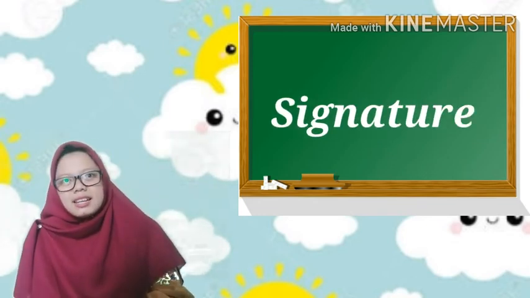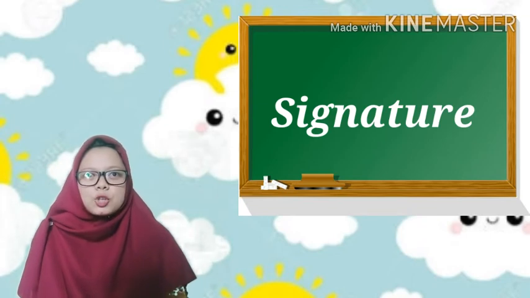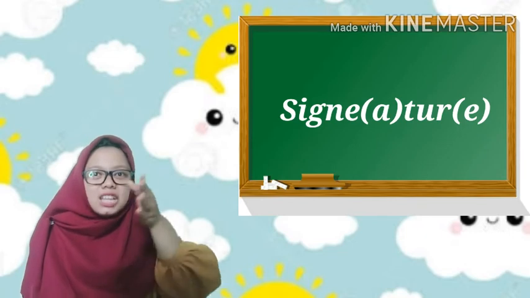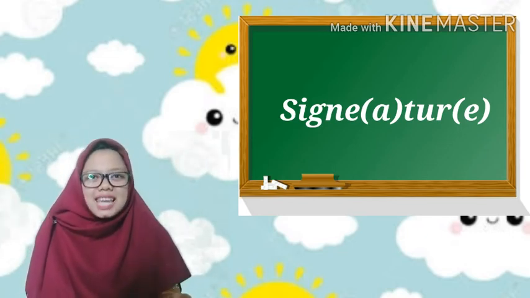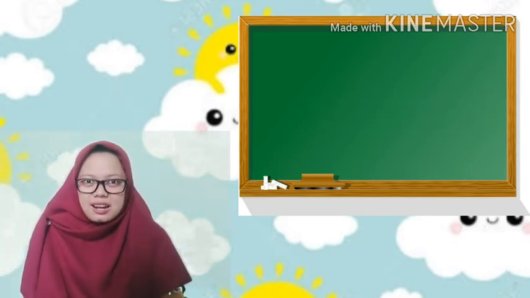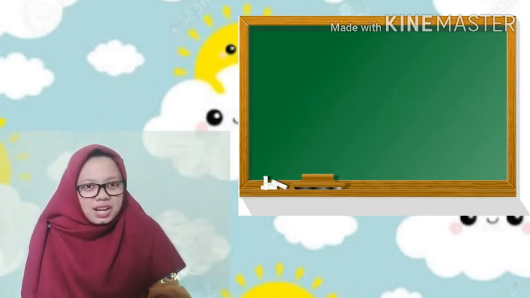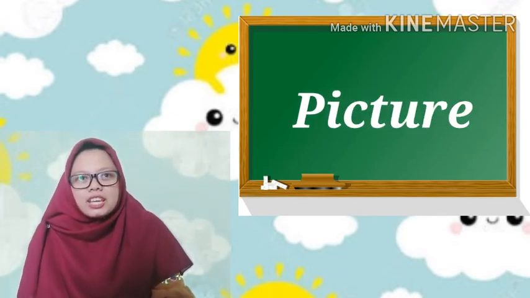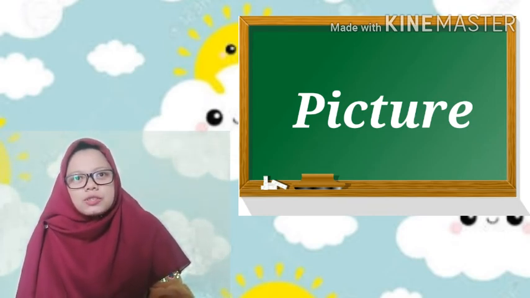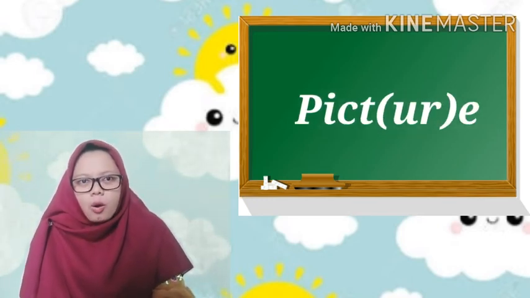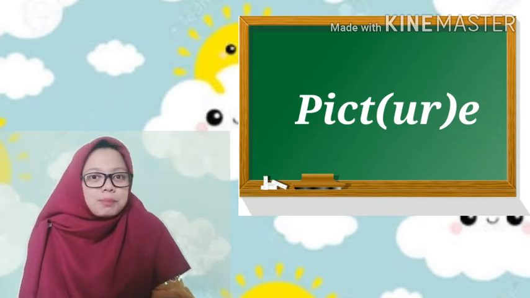Signature. This is an easy pronunciation mistake to make. You say nature and sick, or sick and nature. So you should say sick. So you just say signature, not signature. And then picture. This is an easy pronunciation mistake to make. Just say picture, not picture or picture, but picture.